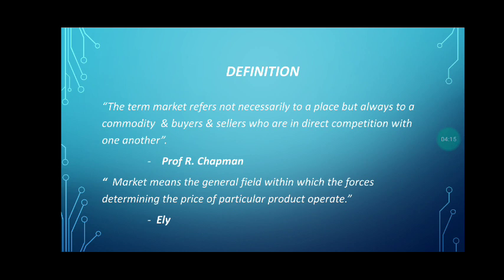Then another definition is of Ely. What does he say about the market? He says that market means the general field within which the forces determining the price of a particular product operate. So again he says that market is a wide area whereby the buyers and the sellers exist, where a particular product exists and the buyers are making the demand for that product and the sellers are making the supply of that product. So these forces of demand by the buyers and supply by the sellers are used to determine the price of that product in the market.